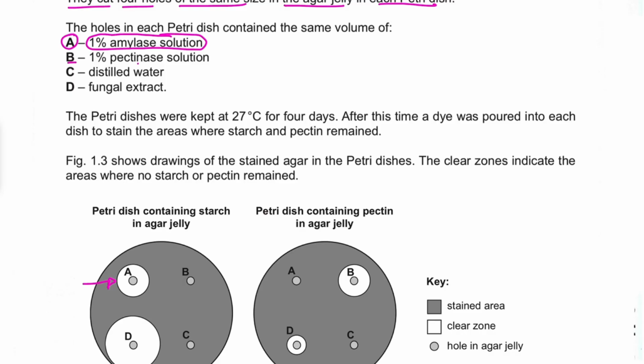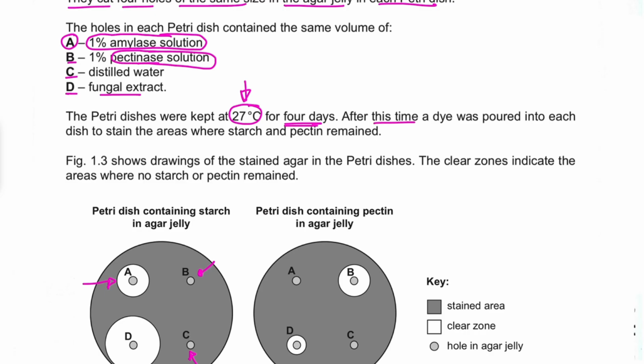Likewise, in the B hole that we punched here, we are adding the pectinase enzyme solution. The C that we have here is distilled water, and the D that we have here is the fungal extract. Now, what they did next was that they kept all of these petri dishes for 4 days, and the temperature was kept at 27 degrees centigrade.